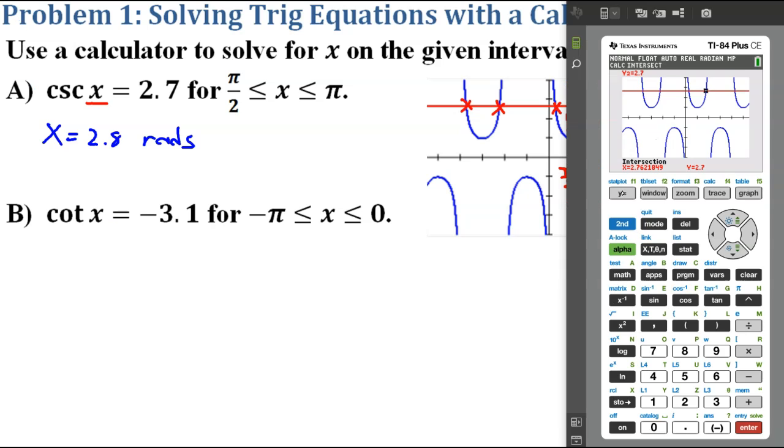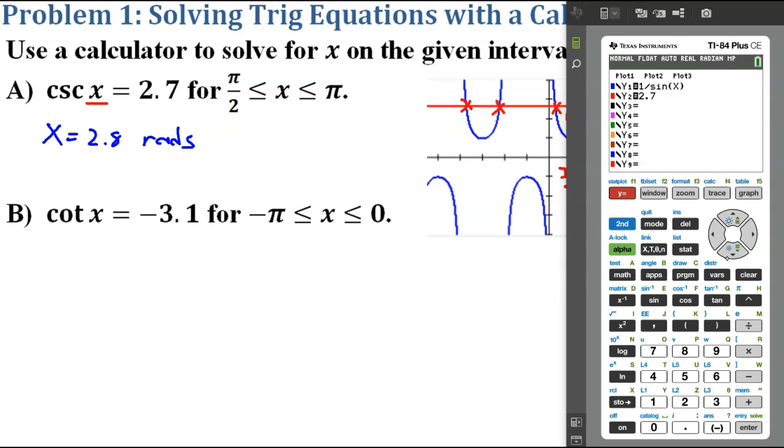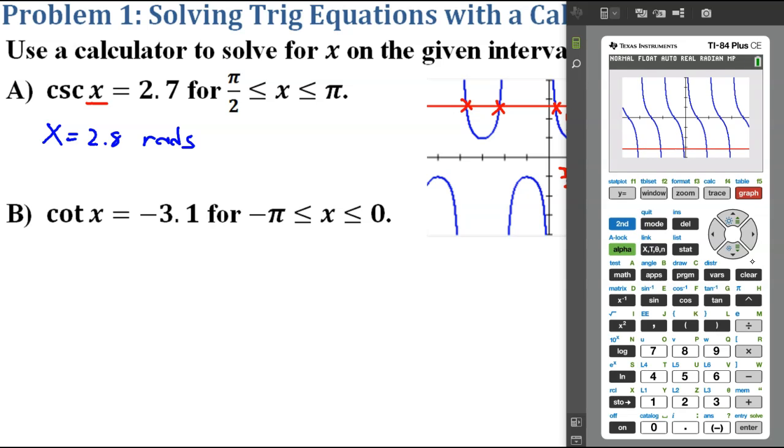All right, let's give this a shot. Get our calculator pulled back up. Cotangent, that's the same as 1 over tangent. And then we want to know where that's equal to a negative 3.1. Should just be able to graph that. Zoom trig, same zoom. Okay, you can use the same zoom for all these functions, for all these problems.